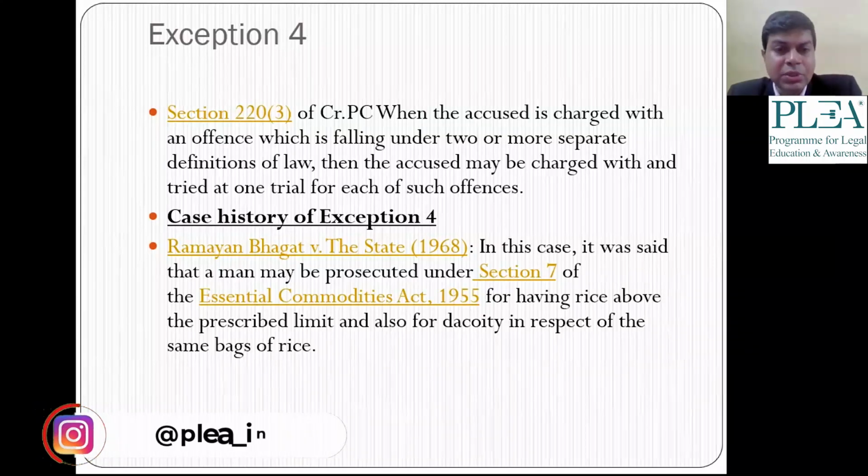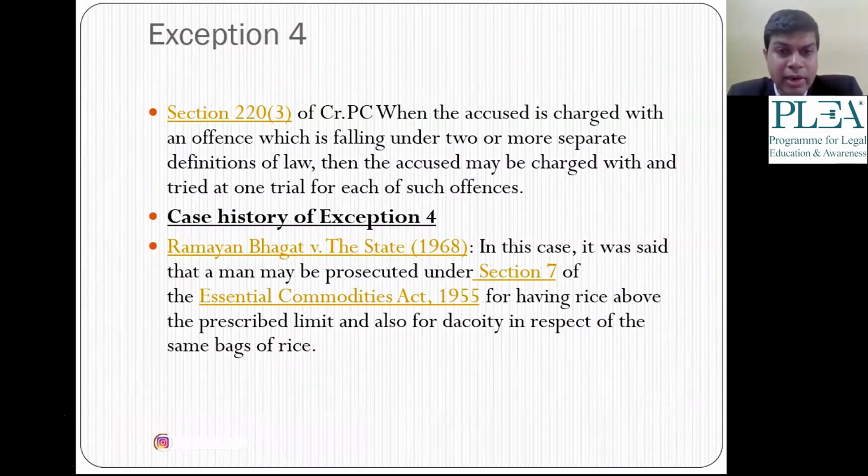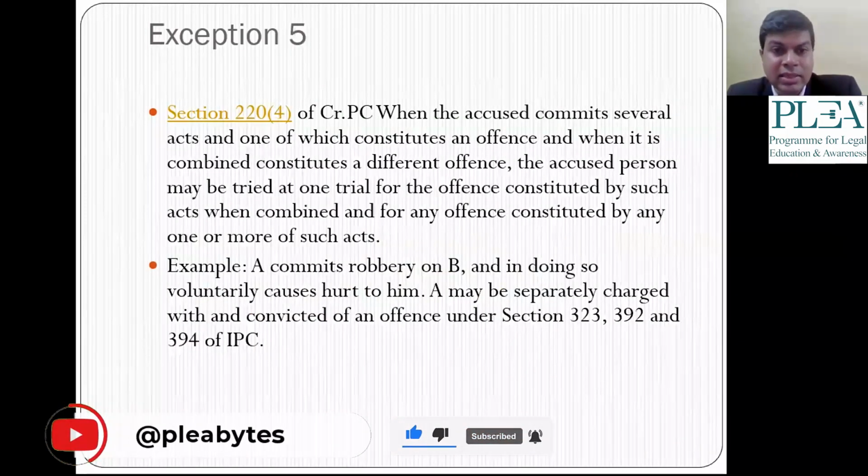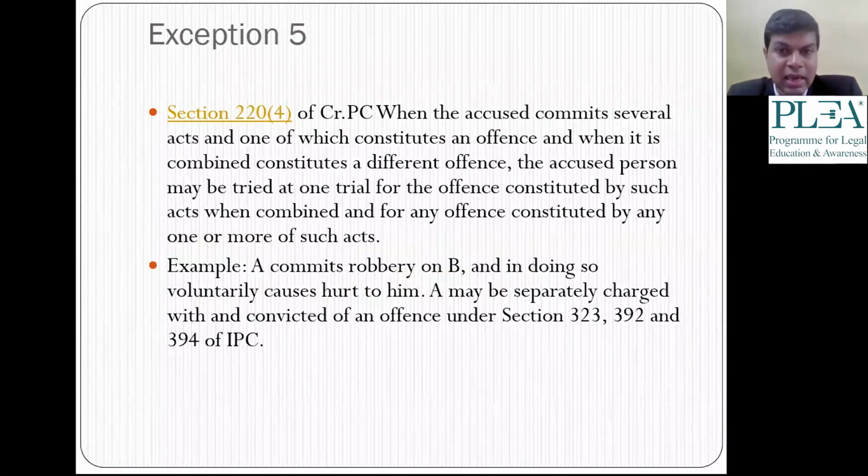So these are the exceptions which have been stated under section 220 subsection 3 of CrPC. Then we are moving on to exception number 5, that is section 220 subsection 4 of the CrPC, that when the accused commits several acts, one of which constitutes an offense, and when combined constitutes a different offense, the accused person may be tried at one trial for the offense constituted by such acts when combined, and for any offenses constituted by any one or more of such acts.